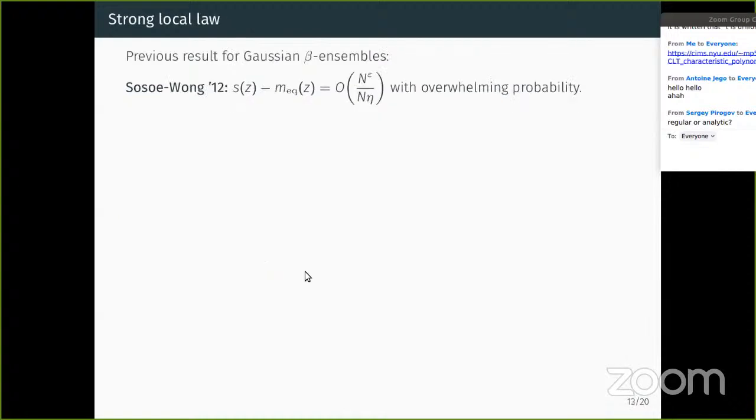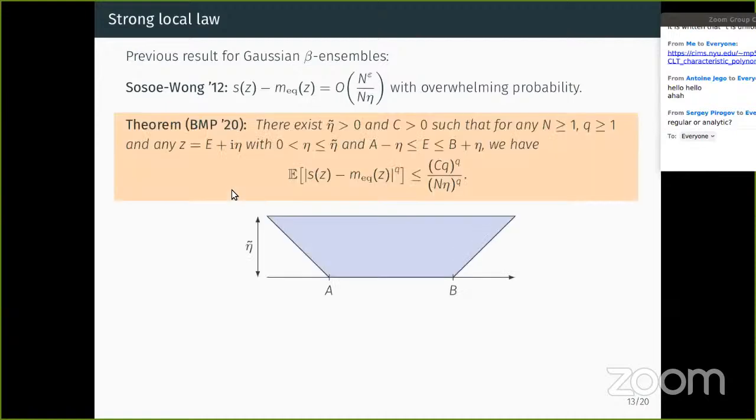So the previous known result was the following, for Gaussian beta ensembles. There are also many other local laws that are known for many models, but this one is the most related to our model, by Sosoe and Wong. The difference between S of z and the equilibrium Stieltjes transform is of order n to the epsilon over n eta with overwhelming probability. Actually, to prove the central limit theorem for the characteristic polynomial, we need to get rid of this n to the epsilon. So that's what we do.